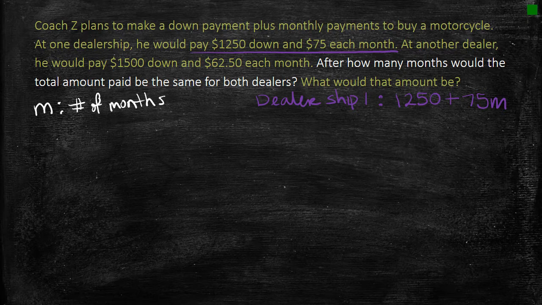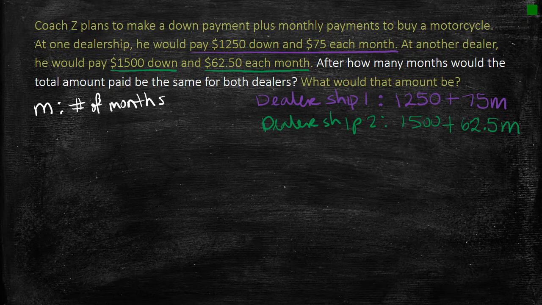And then I'm going to look at the second dealership here. The second dealership, he's going to pay $1,500 plus $62.50 each month. So for dealership 2, he's going to pay $1,500 plus $62.50 per month. And I know that it's plus $62.50, plus $62.50, and so on. So therefore, we're going to multiply that by the number of months.